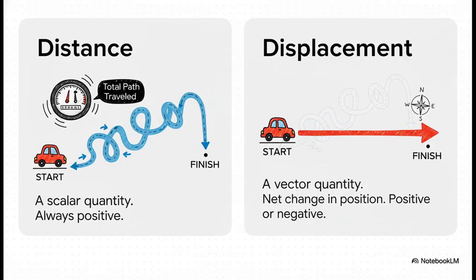So let's lock this down. Distance is what we call a scalar. It's just a number, no direction attached, like saying you walked 10 kilometers. Your car's odometer, for instance, tracks distance, and that number only ever goes up. But displacement, like we said, is a vector. It has to have both a size and a direction, like 5 kilometers east. It only cares about the net change from your starting point.